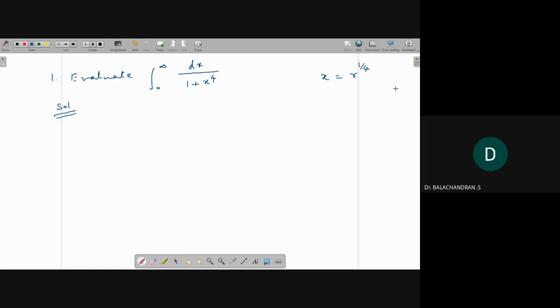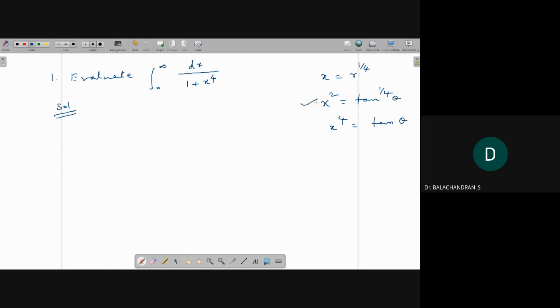Sir, instead of r, we can take tan theta. Okay. So what is your substitution, Rahul? x is equal to tan theta whole to the power 1 by 4. So what is x power 4? x power 4 is tan square theta. We should get x to the power 4 is equal to tan square theta.